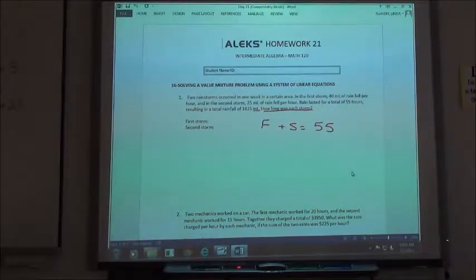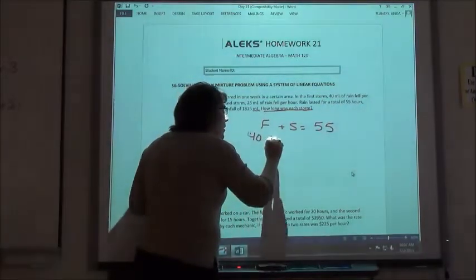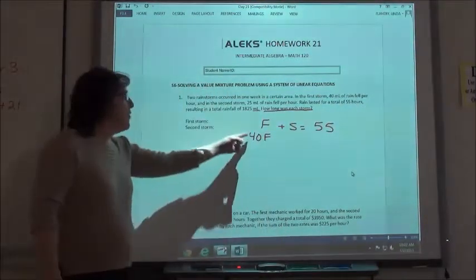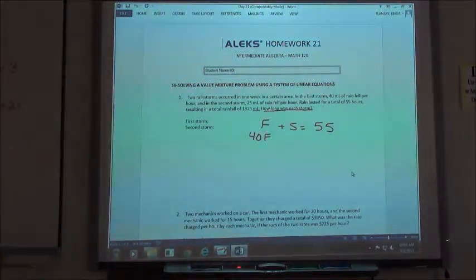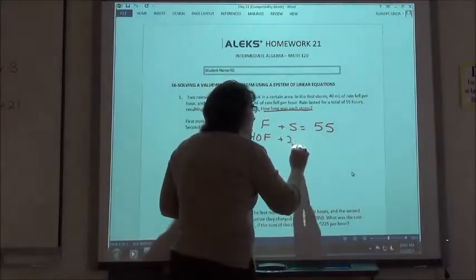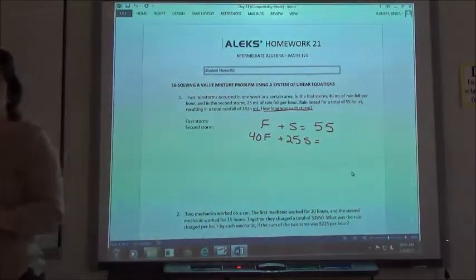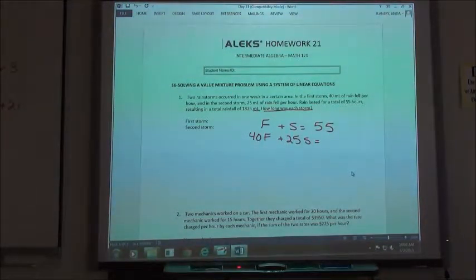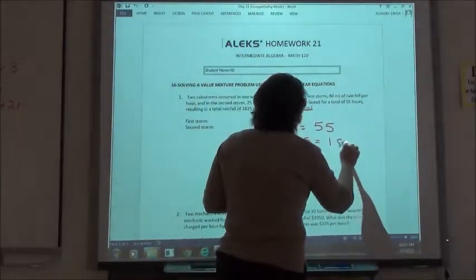The other one is coming in this case from the number of milliliters that fell for each hour. The first storm, 40 milliliters per hour fell, so if I took 40 times the number of hours of the first storm, I'd have the total rainfall. On the second storm, 25 milliliters of rain fell per hour. So if I take 25 times the length of the second storm, I'm going to have how many milliliters fell for the second storm. Tells us that the total number of milliliters for the 2 storms is 1,825.